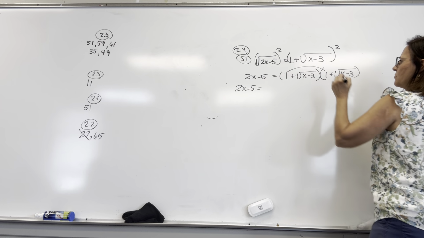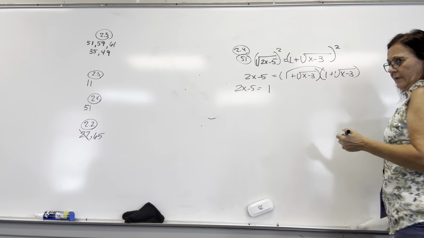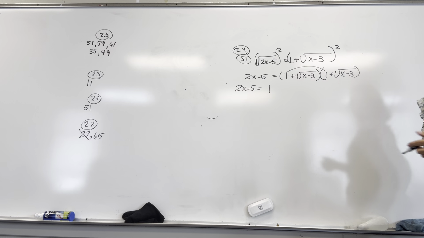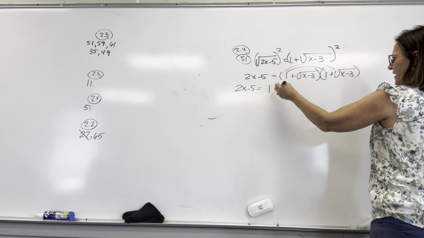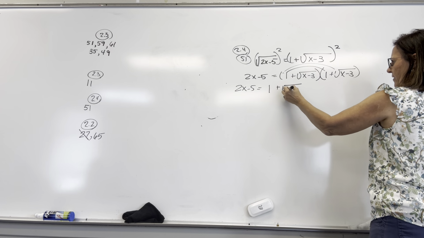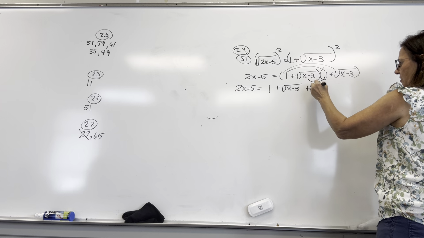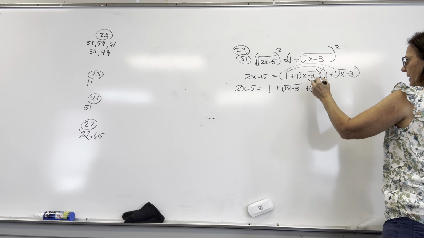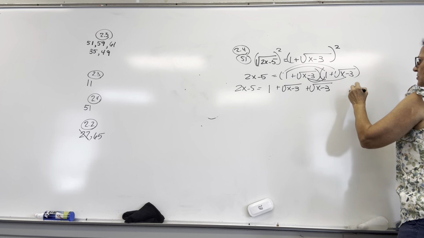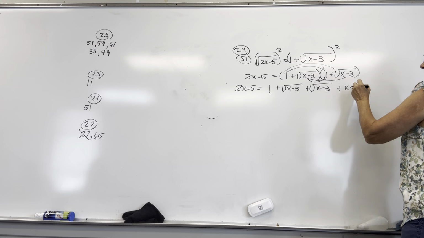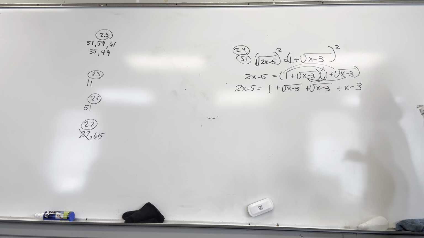So 1 times 1 is 1. And then 1 times square root of x minus 3 is just square root of x minus 3. x minus 3 times 1 is also square root of x minus 3. Square root of x minus 3 times square root of x minus 3 is just x minus 3. So you can't distribute a square root, or individually square 1 and x minus 3. Right.